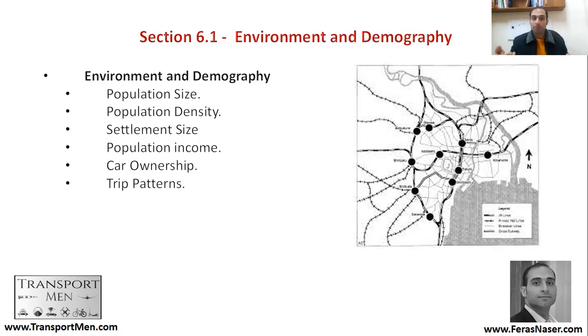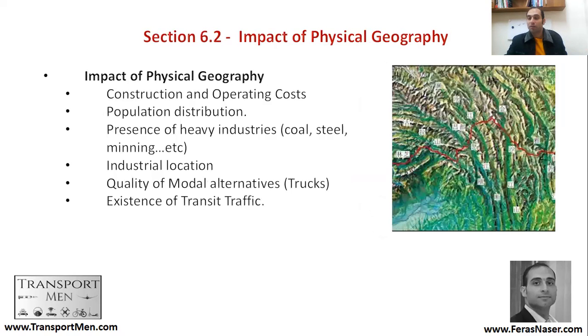Also, we'll be looking at the population income. What kind of income does this population have? And we'll be looking at car ownership. What is the percentage of people that are using car or owning a car? We'll be looking at their trip patterns. How do they travel on a daily basis? So this is the first factor that we'll be looking at.